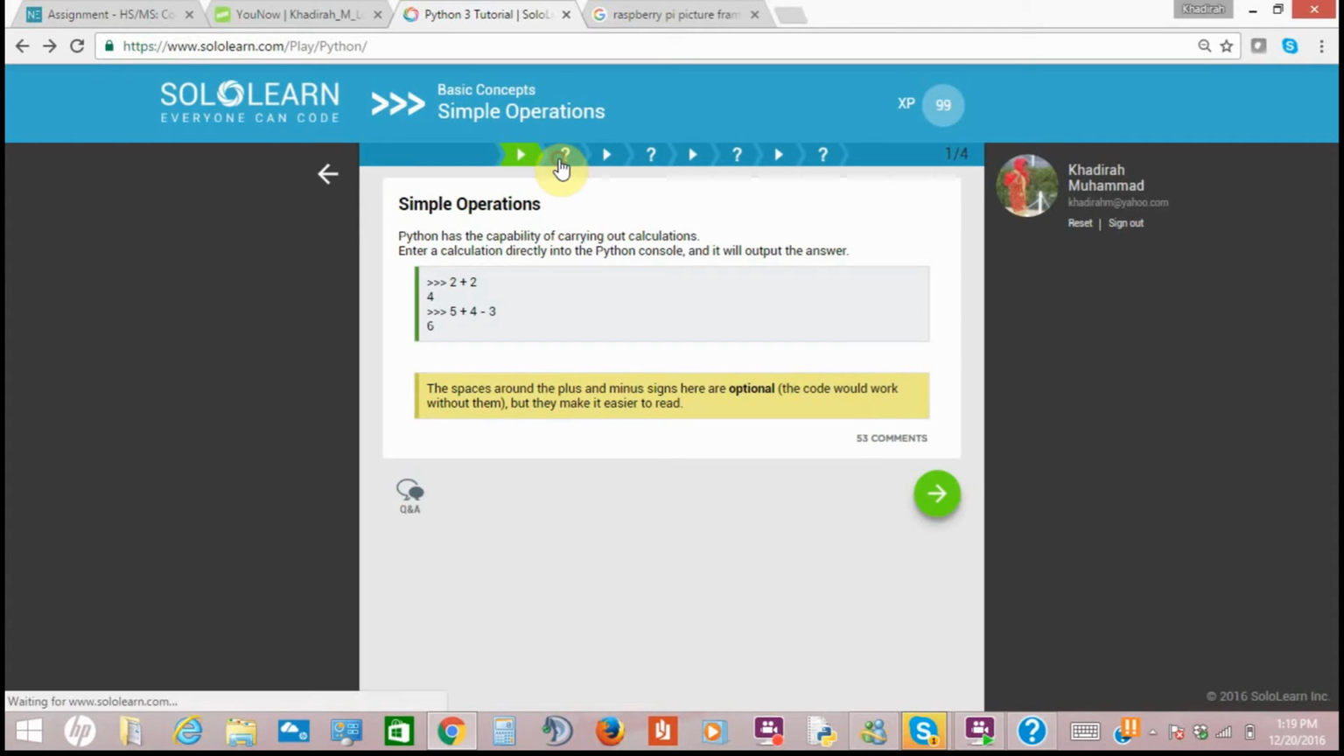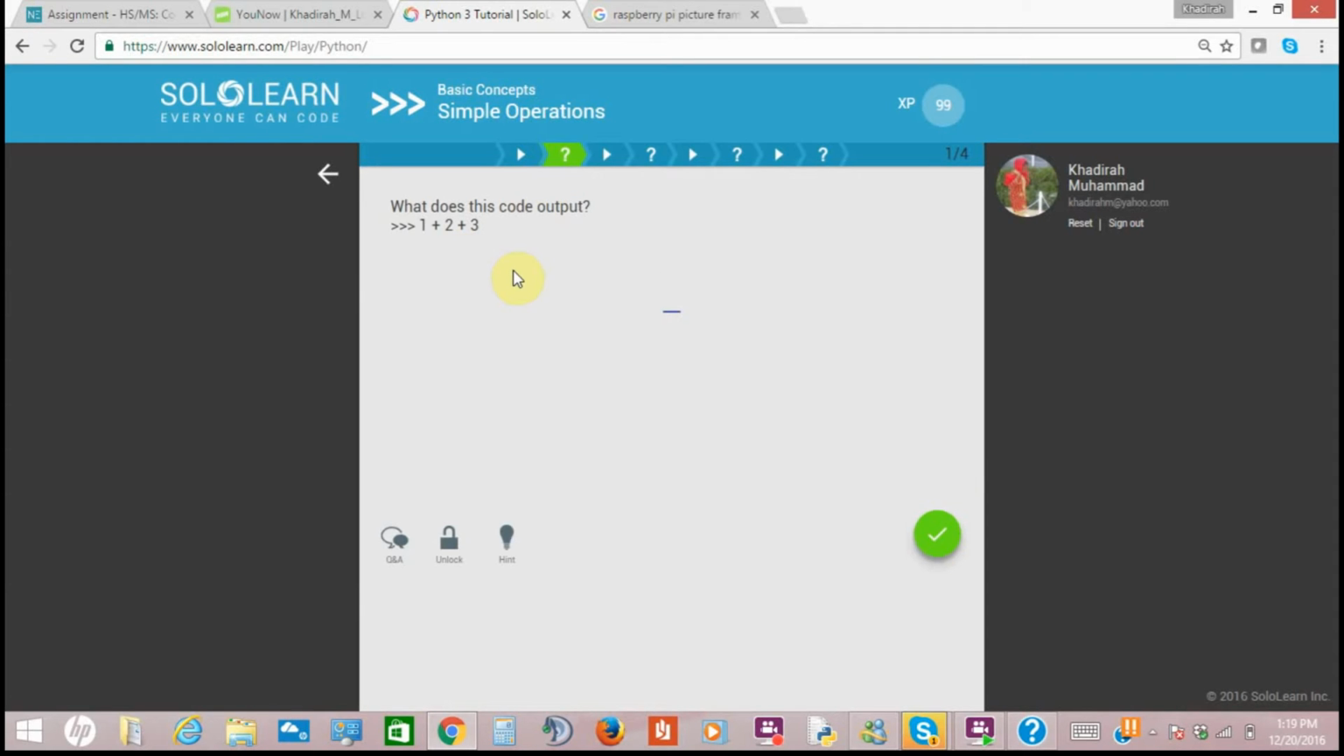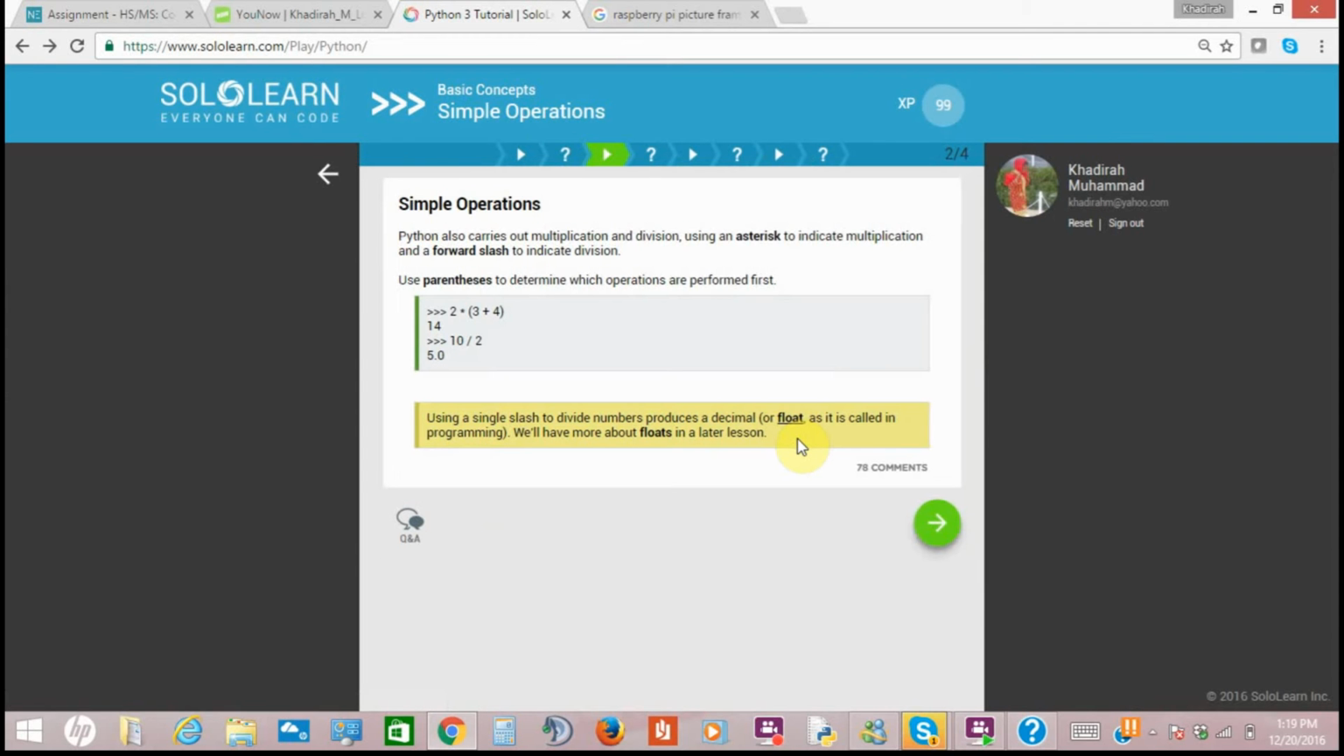So let's move on to the first question. What does this code output? So 1 plus 2 is 3. 3 plus 3 is 6. So that's the answer, 6. And we are correct. Move on to the next thing.